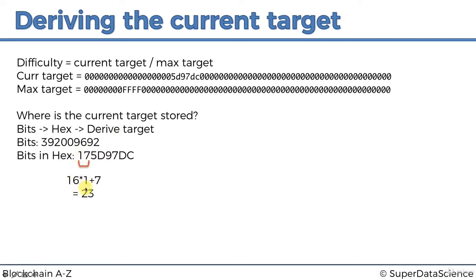16 times the number here plus just the number here itself. But don't forget to convert them into decimals if they're like letters. And so we get 23. So 17, or you could just use another calculator. 17 in the hexadecimal system is equal to 23 in the decimal system. And that makes sense, right?